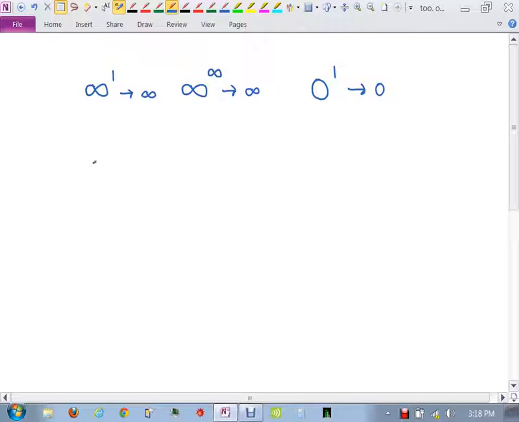Oh, how about this one? 0 to the infinity. What does the base want to do? Get small, right? Go to 0. What does the exponent want to do? Be careful here.